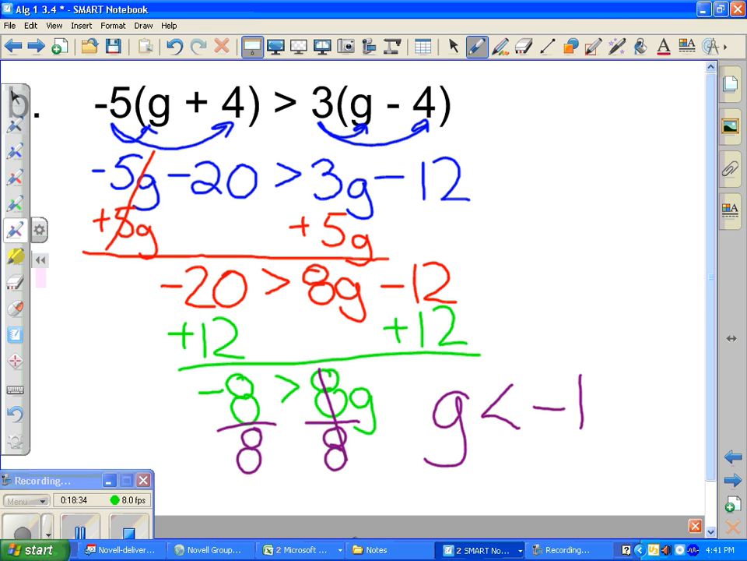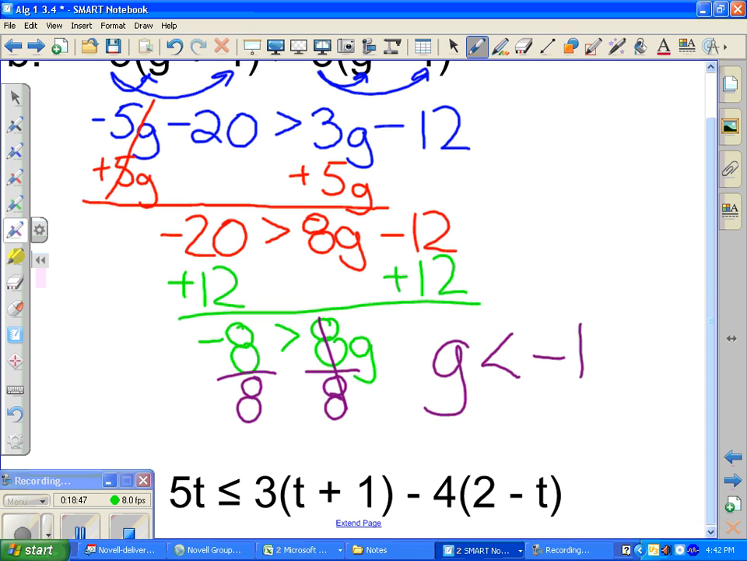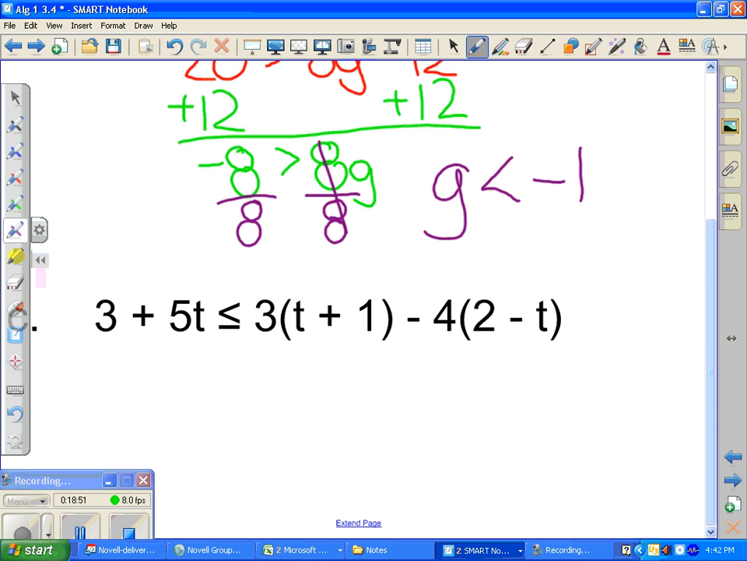Okay. All right, finish copying that one down. And we're going to scroll up and do C. All right, here's C. Please solve C on your own.